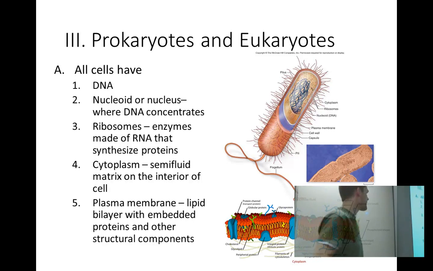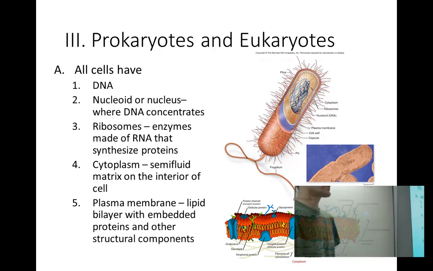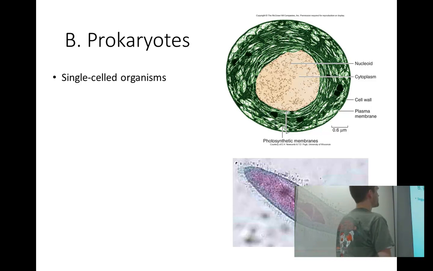Okay, the plasma membrane is made of a lipid bilayer. Okay, we mentioned that before when we talked about lipids. And embedded within there, you have proteins and other structures that help transport substances in and out and help identify the type of cell when you have cell-to-cell interaction. Okay?